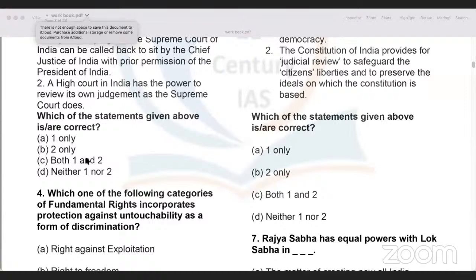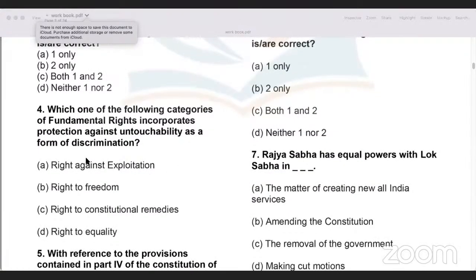So in the fourth question: which one of the following categories of fundamental rights incorporates protection against untouchability as a form of discrimination? The options are right against exploitation, right to freedom, right to constitutional remedies, and right to equality. Very simple. This question is asking you to identify under which right untouchability is prohibited.